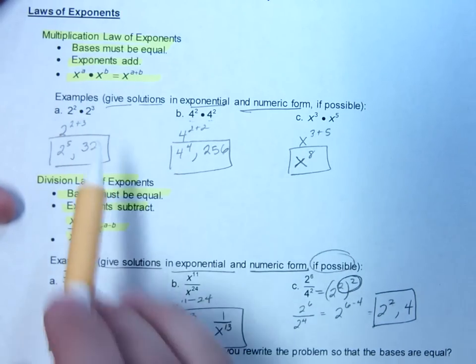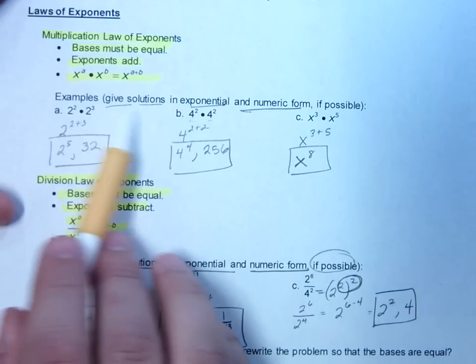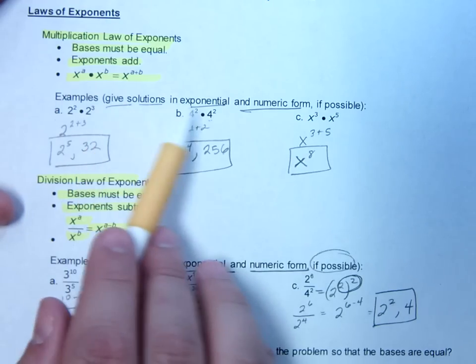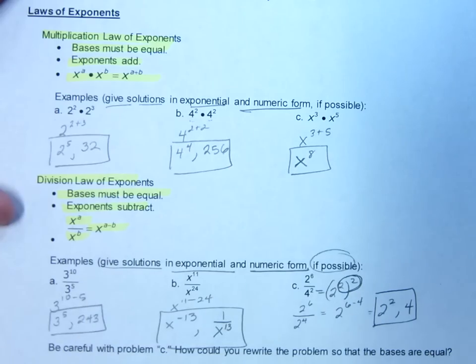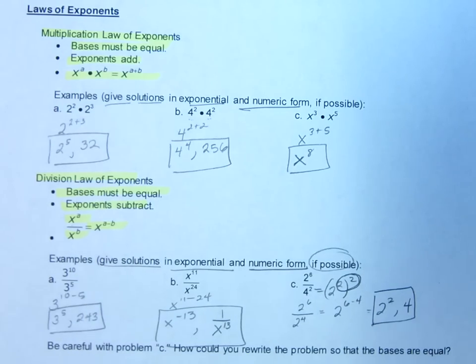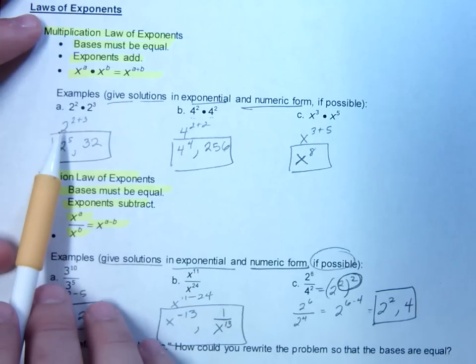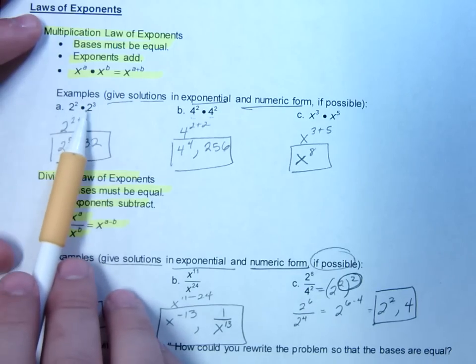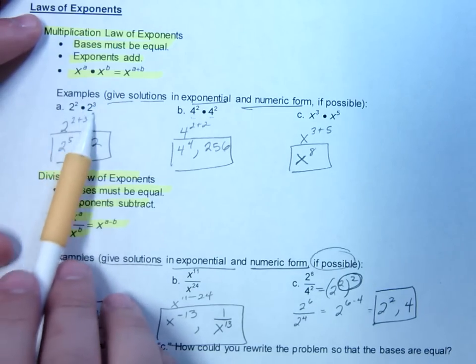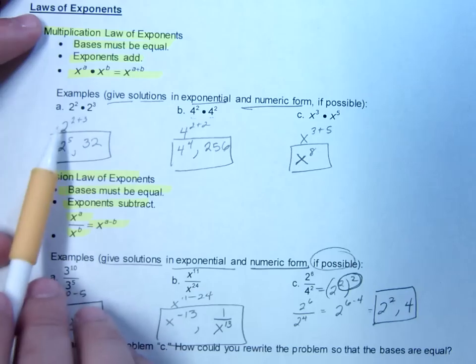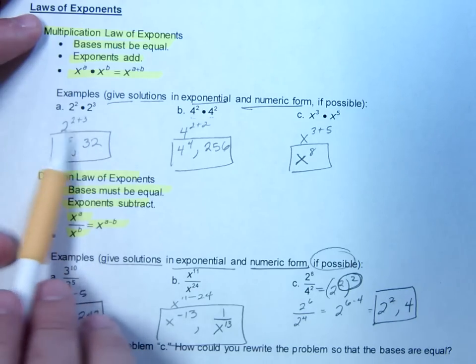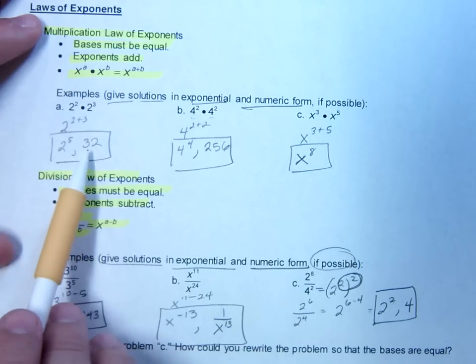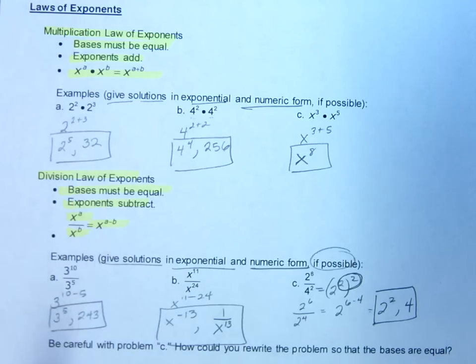So here are our examples. We now need to pay attention to the directions here. It says give the solutions in exponential form and numeric form if possible. So pay attention. Sometimes you're going to do both, sometimes you're going to do one or the other. Okay, 2 squared times 2 to the third power. Again, same bases. Add the exponents. So keep the base 2, 2 plus 3, 2 to the fifth power. That's the work that you would show, which is the same thing as saying 32. If you do 2 to the fifth power in your calculator, that's 32.